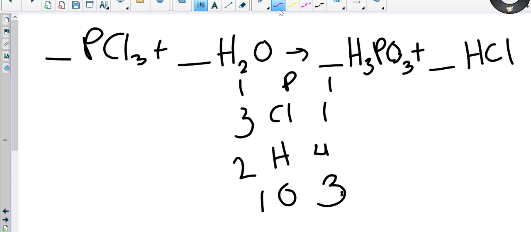I see a couple people still working. If you're ready, you can go ahead and try number 3. Hopefully you do. Okay, so let's go ahead and take a peek at this one. Phosphorus is great. Chlorine, not so much. So I have 3 on the reactant side, but only 1 on the product side.